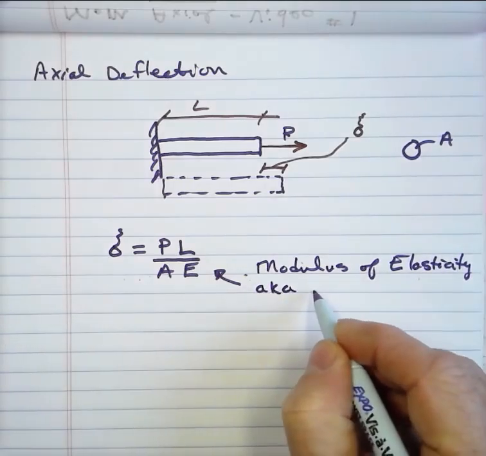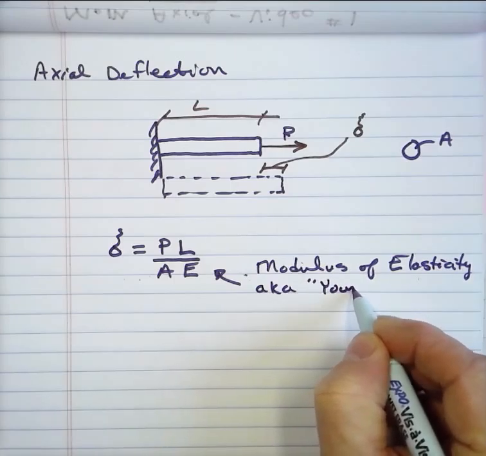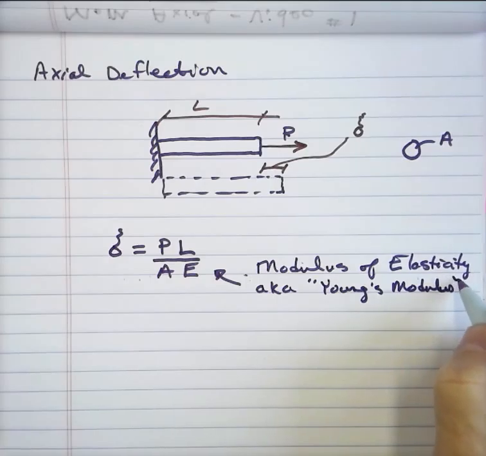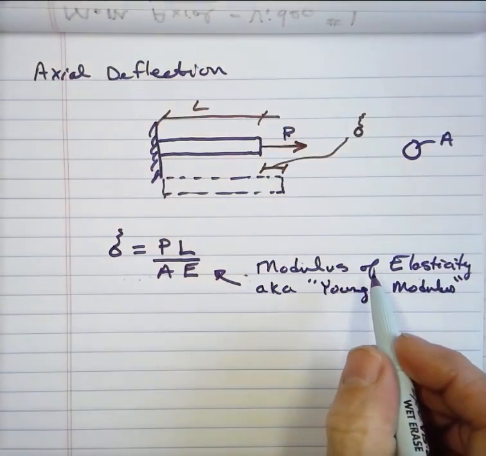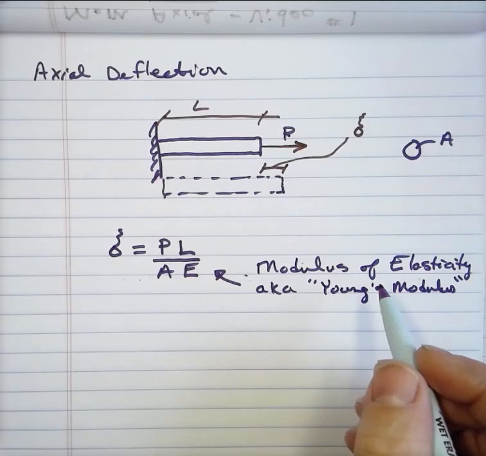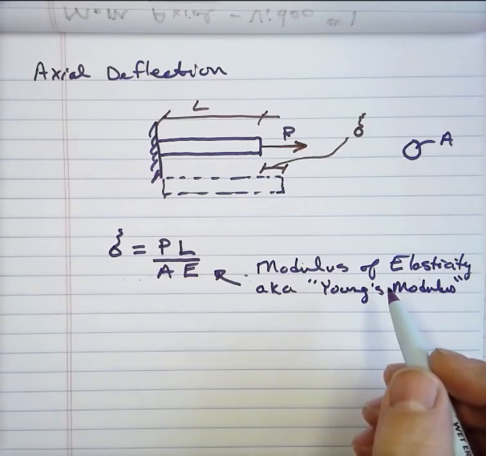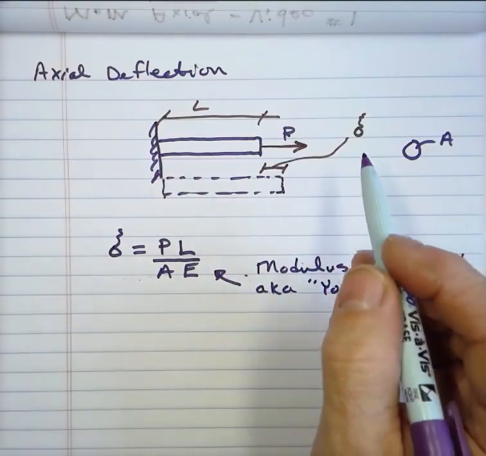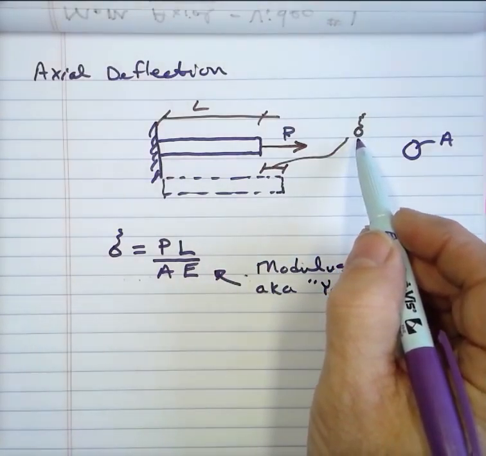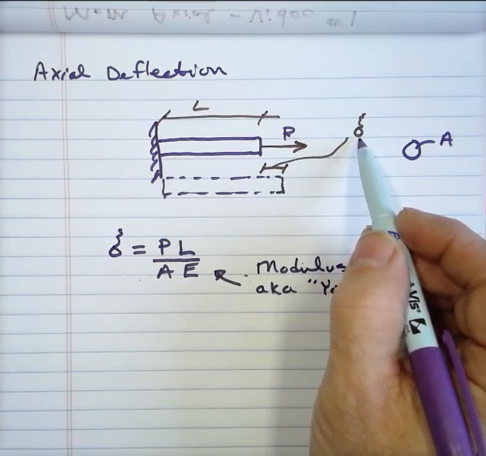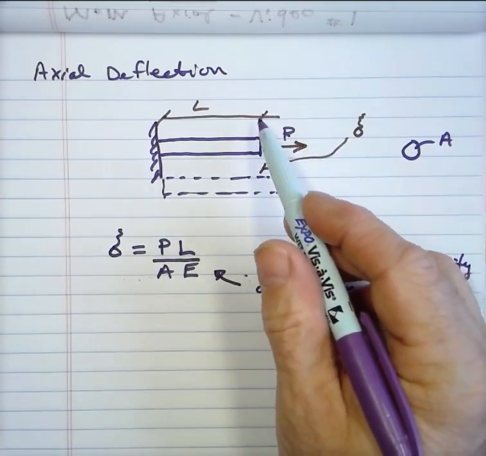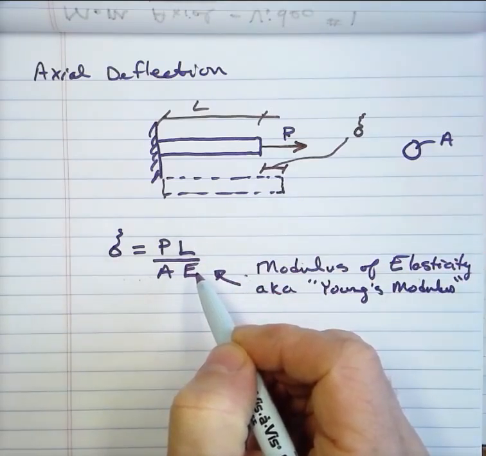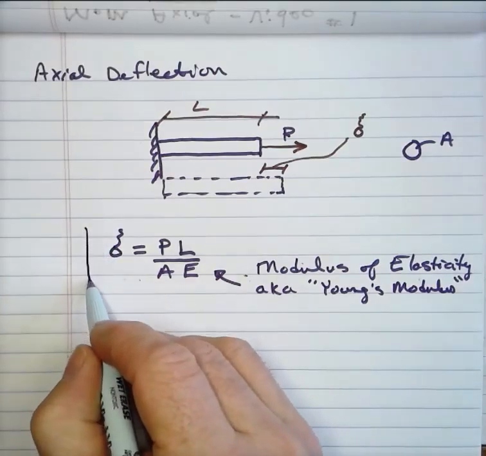Also known as Young's modulus, named after a dead guy. It is material dependent. So steel has a different modulus of elasticity than rubber, than plastic, and that should make sense to us. That not only does the deformation or deflection depend on force and length and area, but also on what this material is. What is it made out of? So there we go. There we have it.